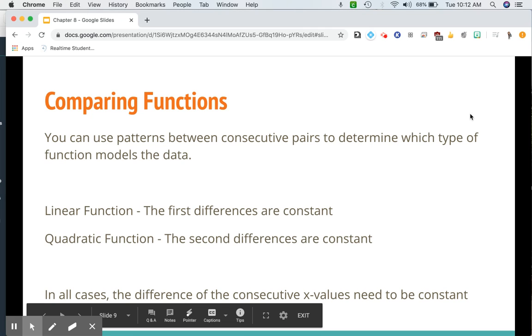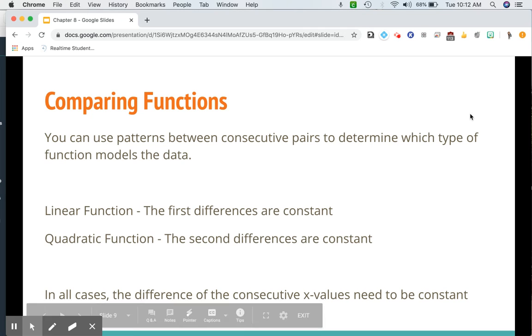So earlier in this year, we spent a lot of time on linear functions, and most recently, we've been spending a lot of time on quadratic functions. And what we're going to do now is just compare them a little bit and mainly identify whether or not we have a quadratic function from a table or not.